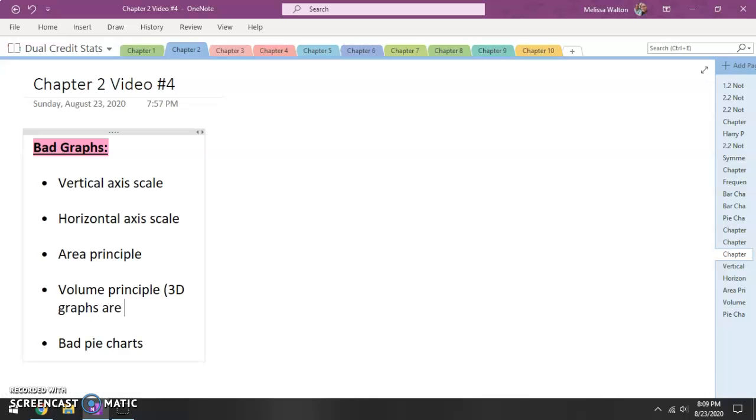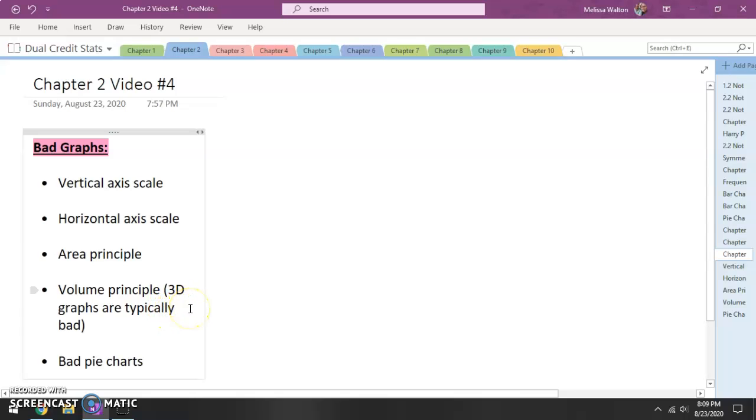3D graphs are typically bad. Very rarely. Everyone thinks that if they choose 3D in a graph, it makes it look cooler, but that is not the case. So here is an example of the bad volume principle.